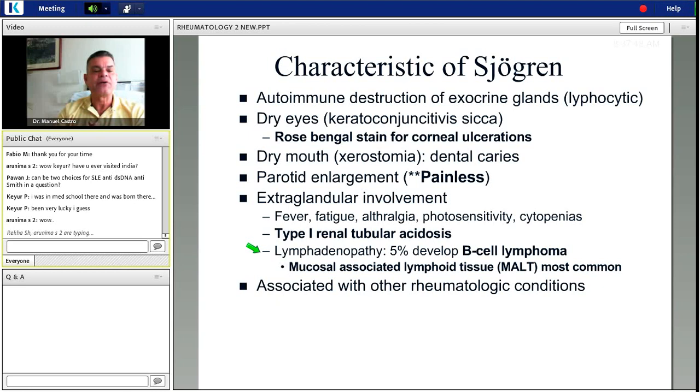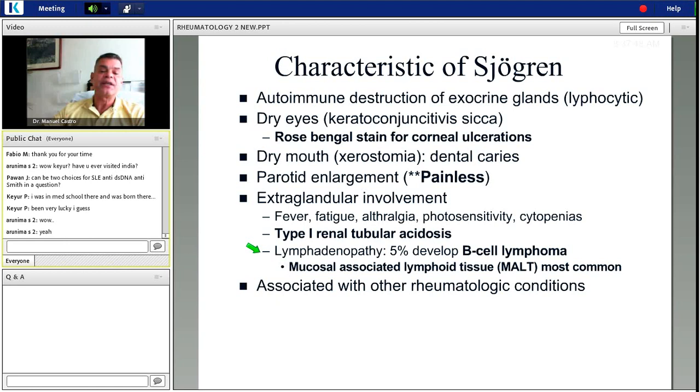Now, let's look at this here. They're going to have dry eyes, which is called keratoconjunctivitis sicca. Okay, sicca, keratoconjunctivitis sicca. You can use rose Bengal stain for corneal ulceration in these patients. Okay, high yield. They might ask you, which of the following should you use to determine if this patient has corneal ulceration? It's going to be the rose Bengal stain. Now, for the dry eyes and dry mouth, the xerostomia, these patients can develop dental caries. There are things that can be done, and we're going to talk about that in a little while, okay? Now, for the parotid enlargement in these patients, typically it's going to be painless.